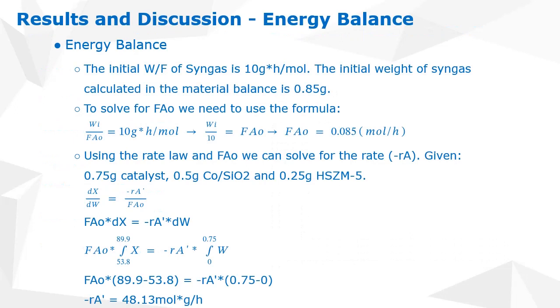The initial weight over flow rate of syngas is 10 grams hour per mole. The initial weight of syngas calculated from the material balance is 0.85 grams. To solve for this flow rate, we need to use the following formula. Using the rate law and the flow rate, we can solve for our rate. Integrating the two, we are able to get 48.13 mole gram per hour for our rate.